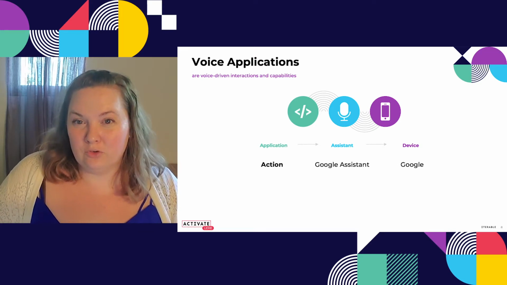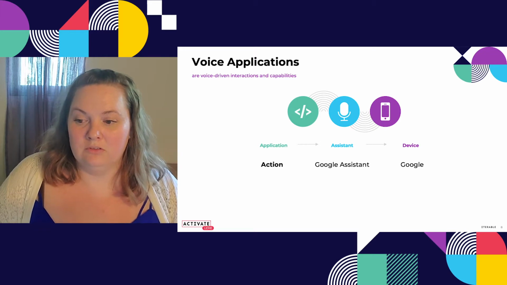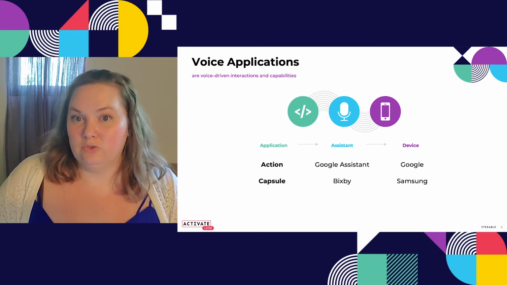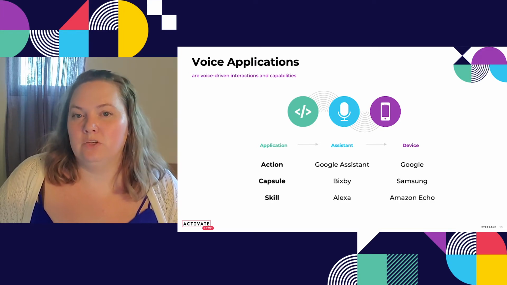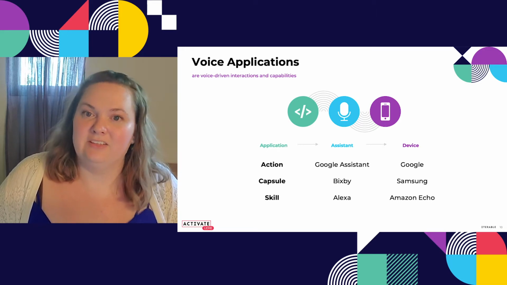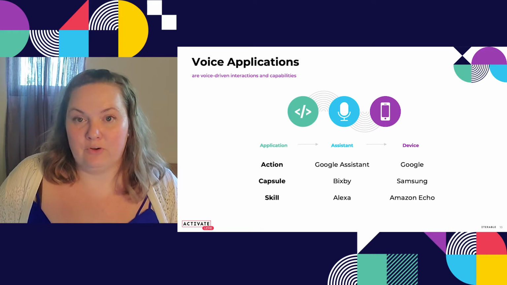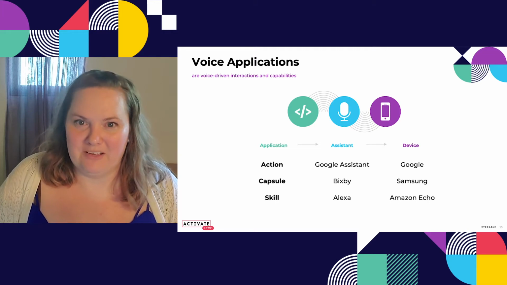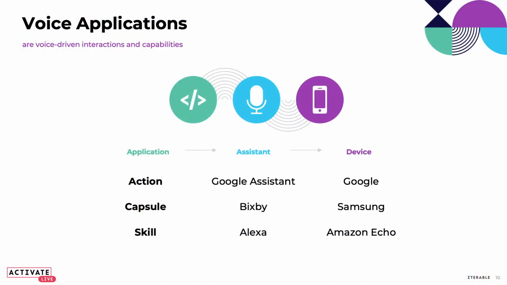So for example, for Google, when you build a voice application for Google, it's called an action. When you build a voice application for Bixby to use on your Samsung, it's called a capsule. And when you build a voice application for Alexa, it's called a skill. There are all types of voice applications that you can build, but they have their specific names depending on what brand and what assistant you're building them for. And one note is that Apple and Siri do not currently have the ability for third-party voice developers to develop any applications. That's just not something that they have opened up yet.